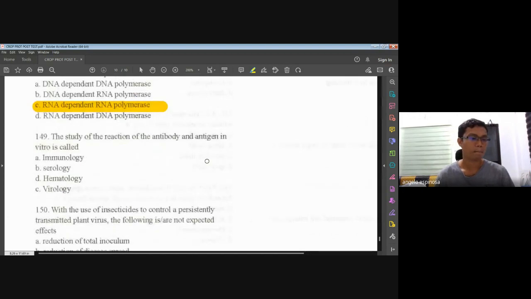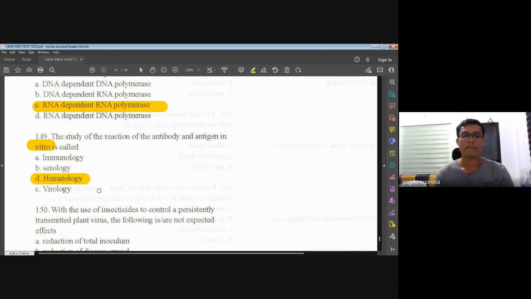Next, 149. The study of reaction of antibody and antigen in vitro, ang tawag po dyan ay hematology. Iba po yung immunology ha. It talks about the immune system, yung paano yung prevention. While this one, antibody, antigen, yung hema-hema ang tawag dyan, hematology.